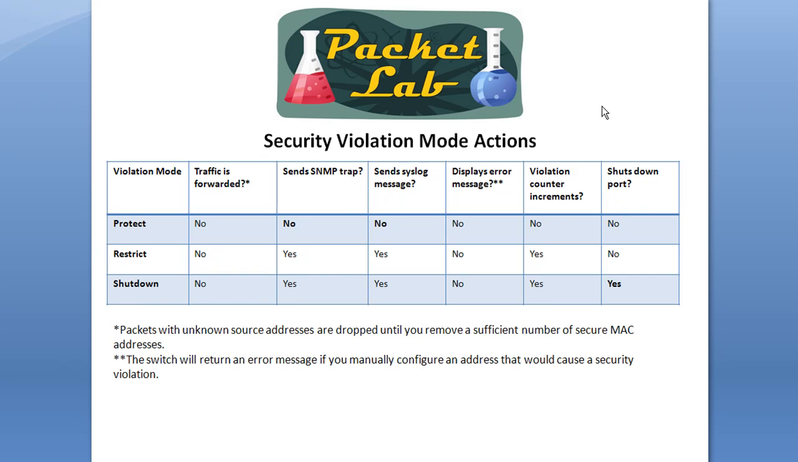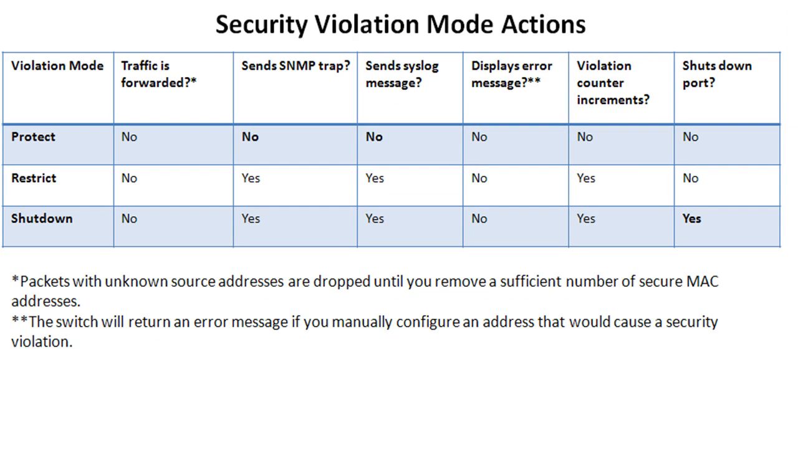And this is some more exam fodder. This is a table that's in the Cisco documentation. It basically just breaks down the violation modes and what it's going to do. I've highlighted the ones that are different, so you need to know that shutdown shuts down the port where the other two don't, and that protect does not send an SNMP trap or a syslog message.